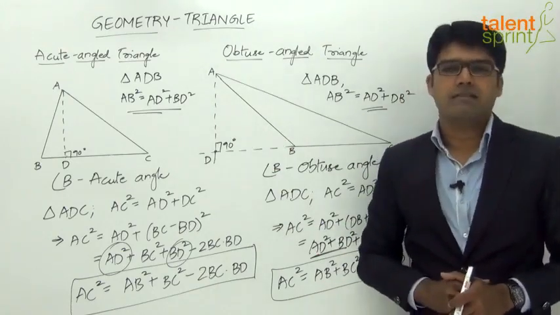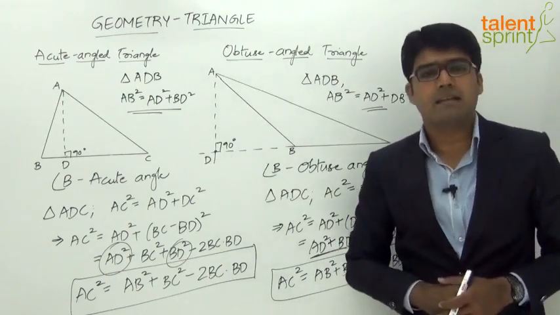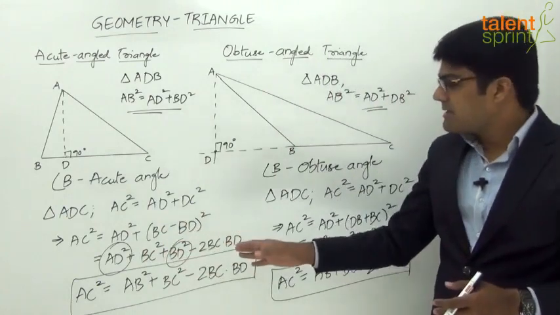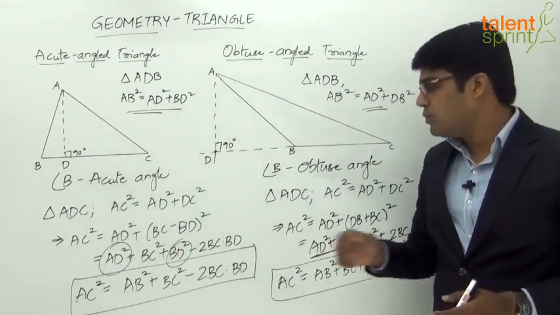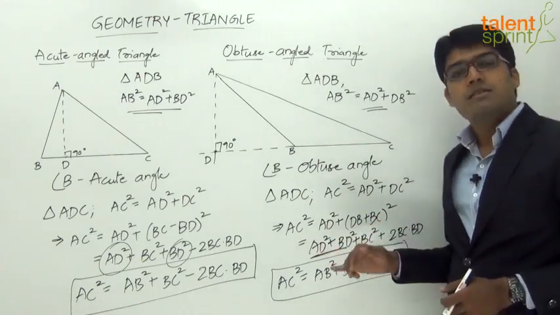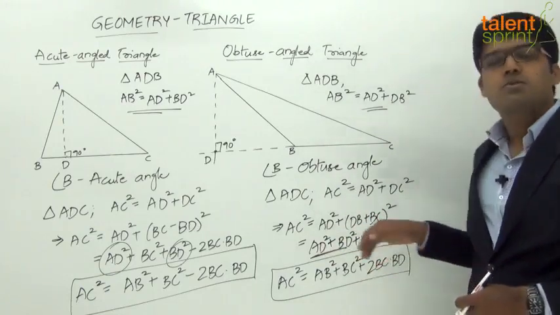for an acute angle triangle and an obtuse angle triangle, right? So just remember these identities, that in an acute angle triangle, AC square will be equal to AB square plus BC square minus 2BC into BD. Whereas in an obtuse angle triangle, AC square will be equal to AB square plus BC square plus 2BC into BD.